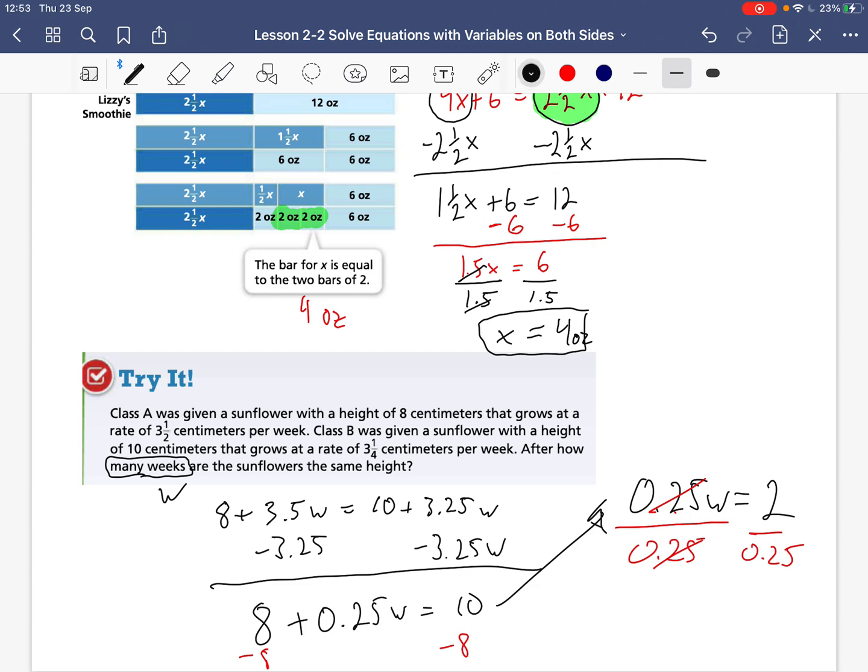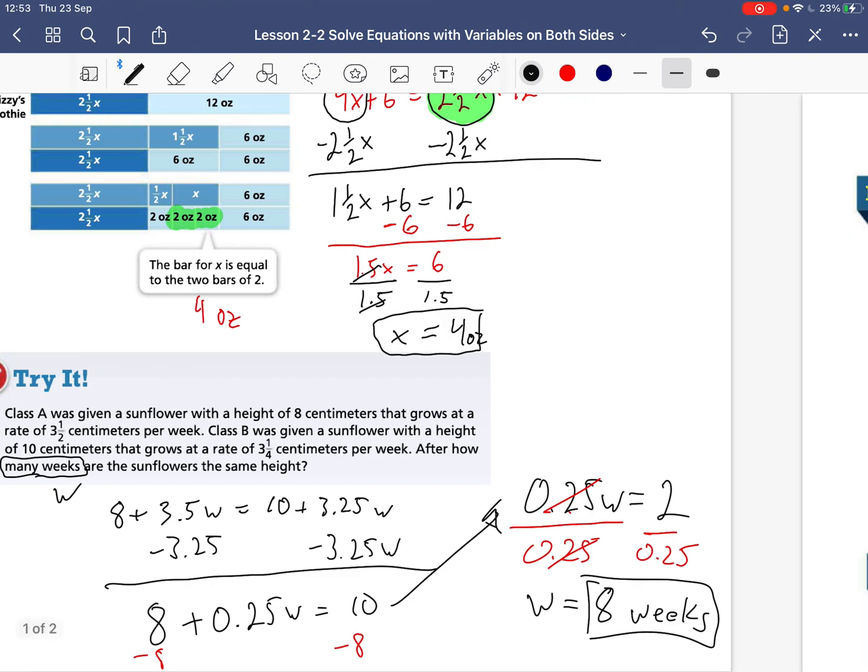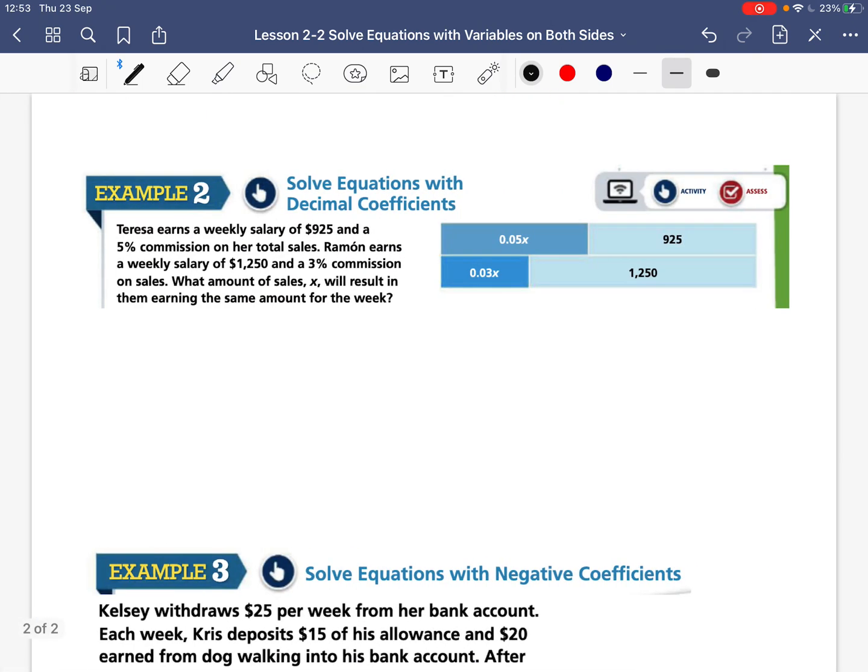So that gives us W equals 2 divided by 0.25, which will give us 8. So it will be 8 weeks. That is our answer, okay? Inverse operations, balancing the equation out. All right, a couple more questions.